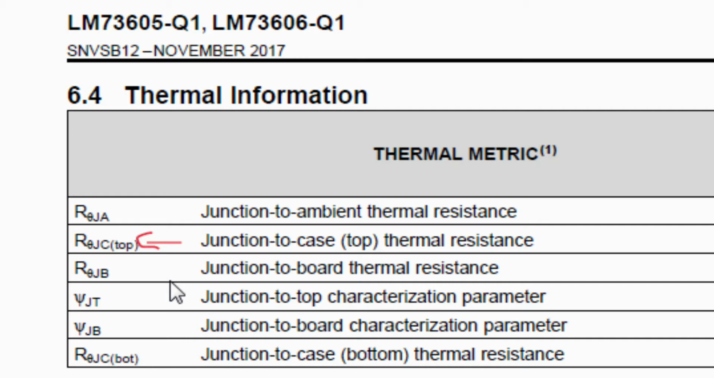It's the parameter that basically says that there's an impedance from the junction to the top of the case. So that's the JC top. And people misuse this because they think that they need to multiply this number by their total power dissipation in the IC in order to determine the temperature of the junction of their IC.